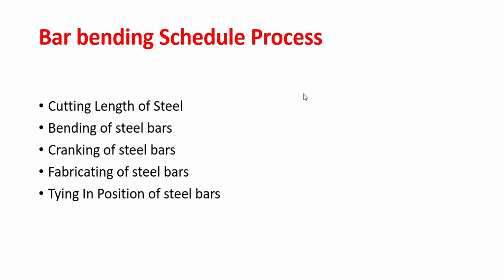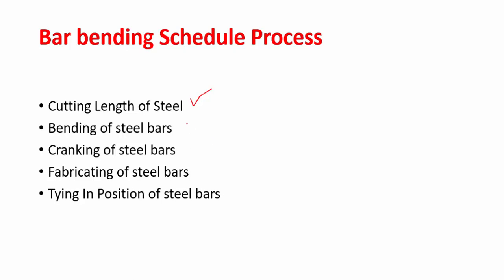Next, we will discuss the bar bending schedule process. What is the process involved? Basically, we need to prepare the bars according to the requirement of the structure or the drawing. First is the cutting length of steel. I will describe what the cutting length of steel actually means.